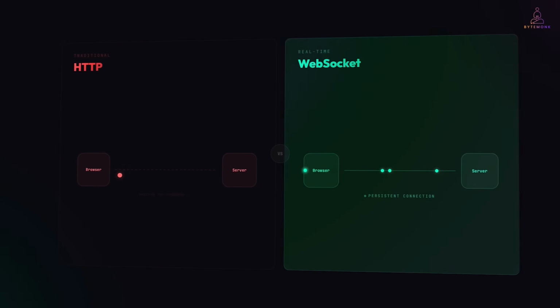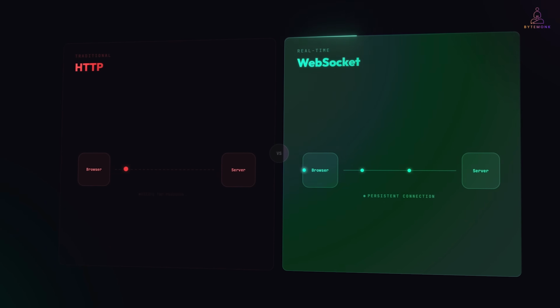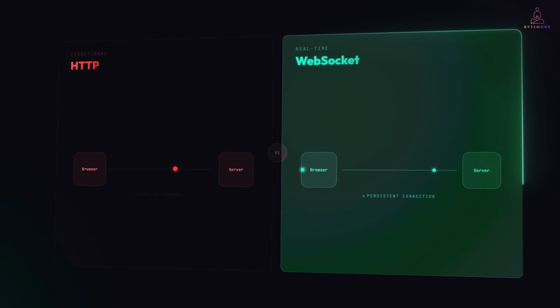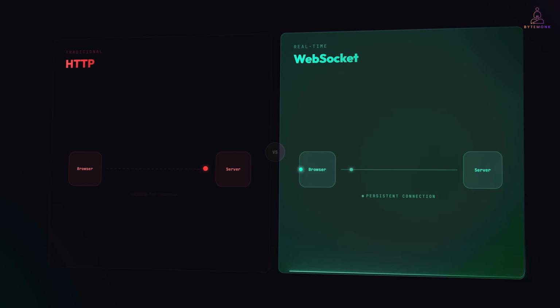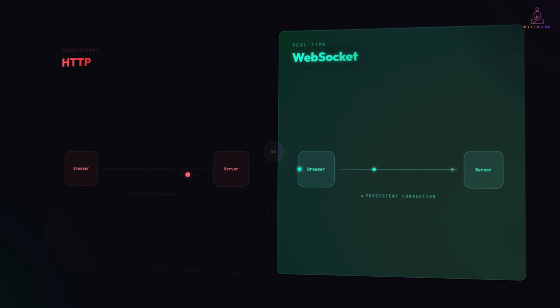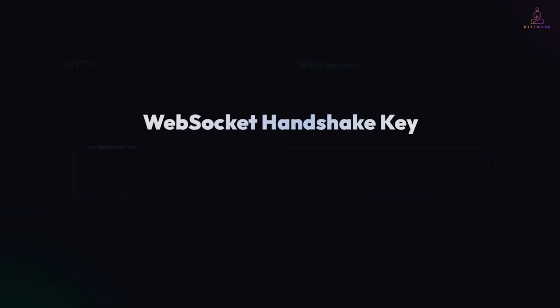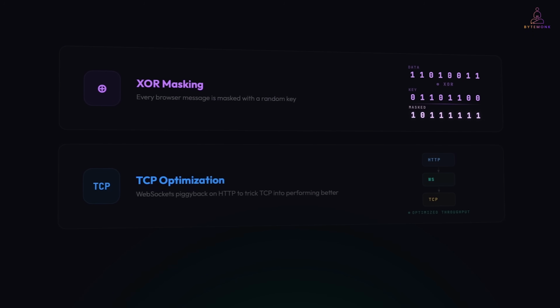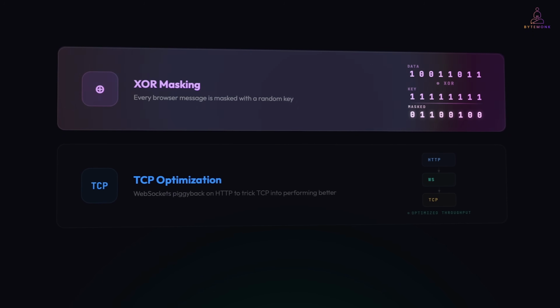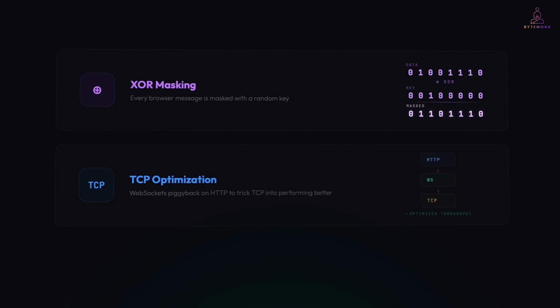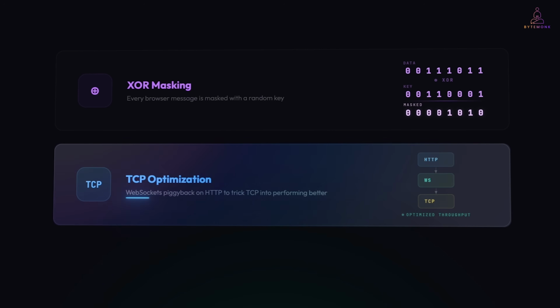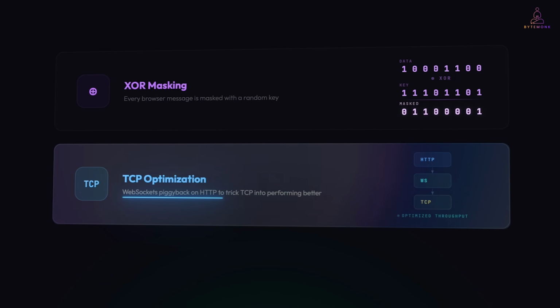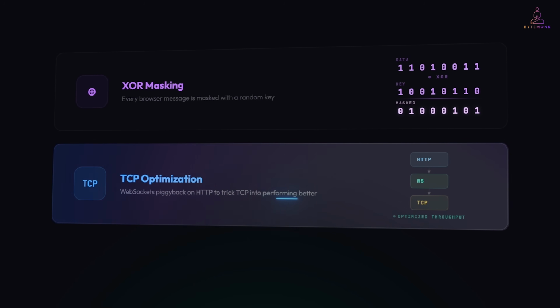You know what's funny? Every day, millions of developers use WebSockets for chat apps, live dashboards, multiplayer games. But most of them have no idea why WebSockets work the way they do. Like, why does the handshake involve this weird magic string? Why does every message from your browser have to be masked with XOR? And here is one that will blow your mind. WebSockets actually piggyback on HTTP in a way that tricks TCP into performing better.